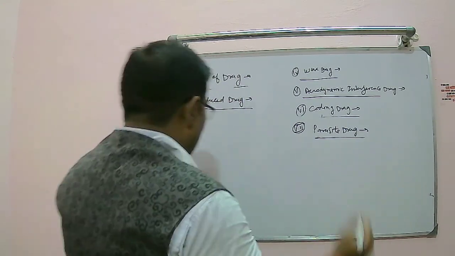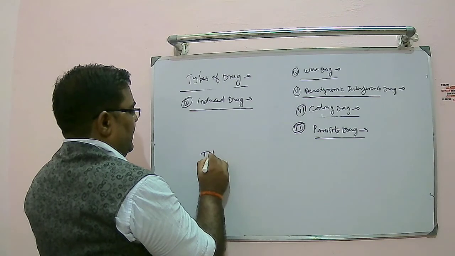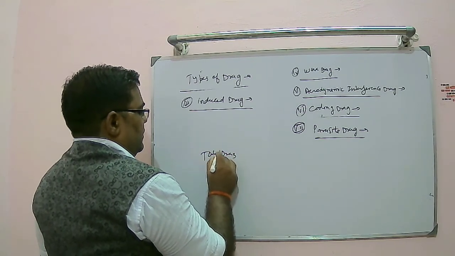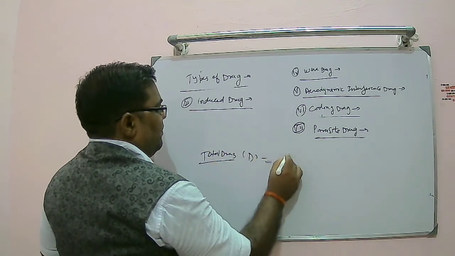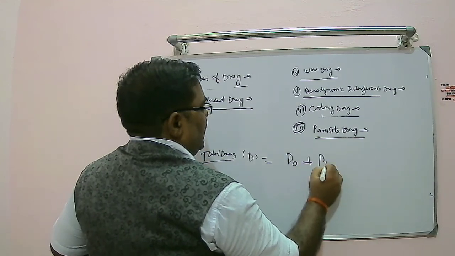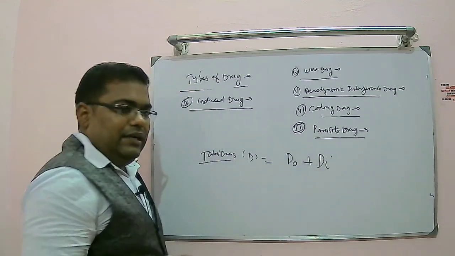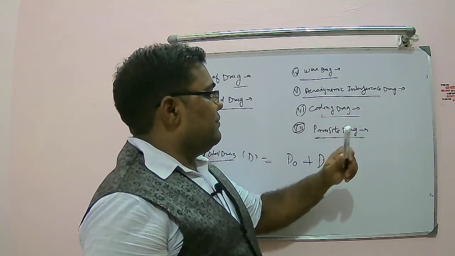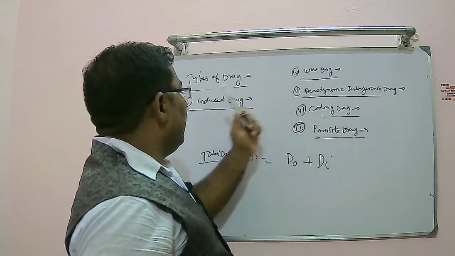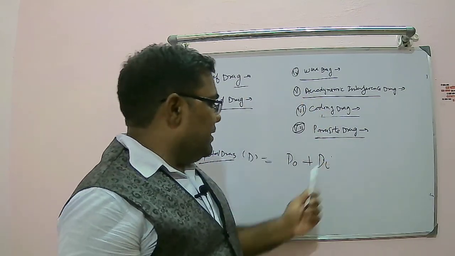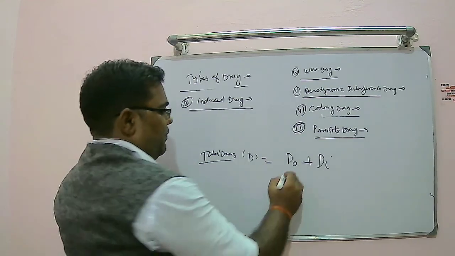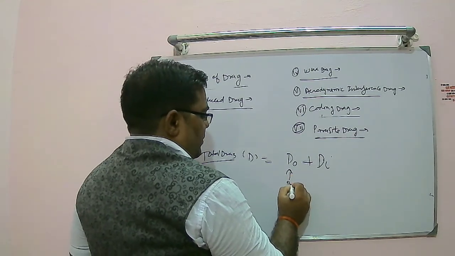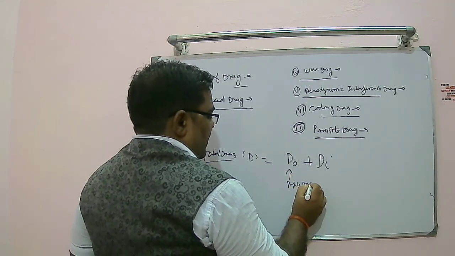When we are talking about total drag, the total drag, that is D, is nothing but profile drag plus induced drag, right? Profile drag and induced drag. All these, the aerodynamic interference, cooling, wave drag, and pressure drag, will come here. So this is known as profile drag. Why is it called profile drag?